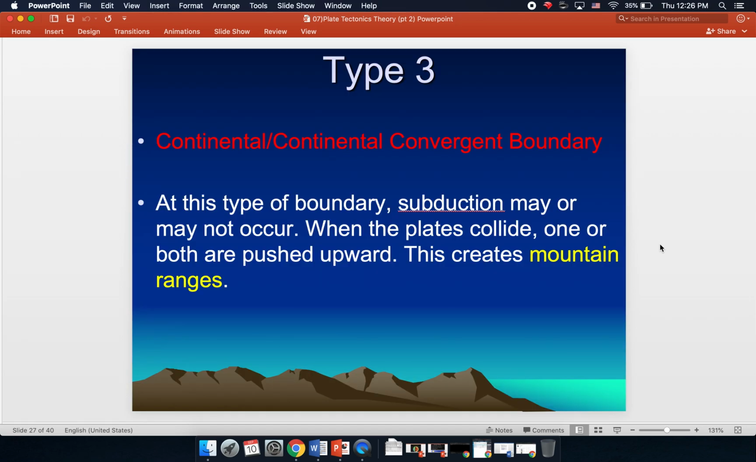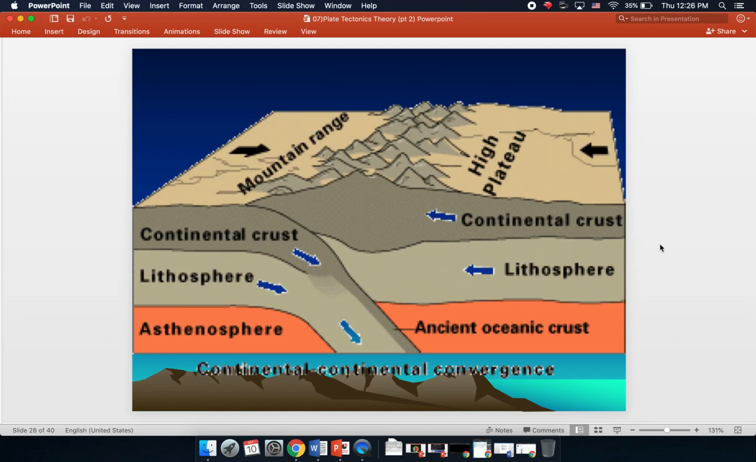The third type of convergent boundary is continental to continental. With this type of boundary, subduction may or may not occur. Oftentimes there is no subduction, but instead the plates collide and the front of both plates are pushed upward, creating mountain ranges. It's kind of like if you've ever seen a head-on collision with cars, the front of both cars is folded upward where the two cars collided. This is more or less what happens when two continental plates collide. You get the front end of both plates pushed upward, creating a mountain range.